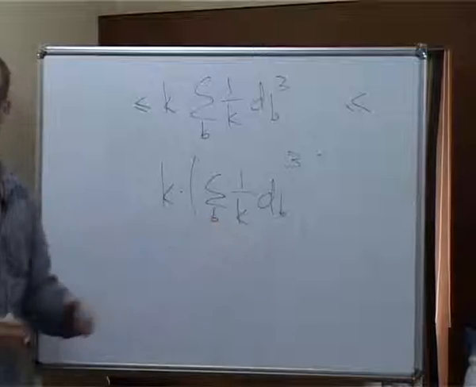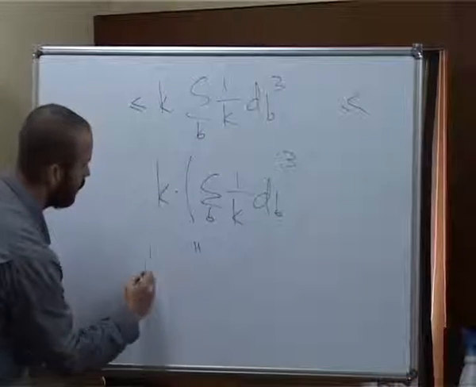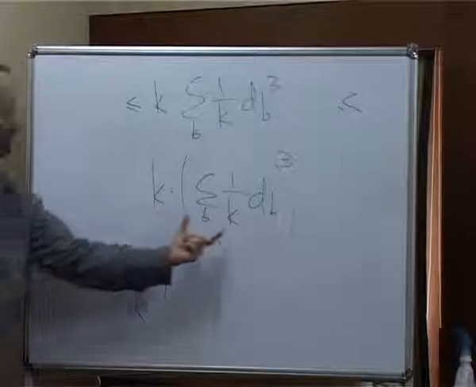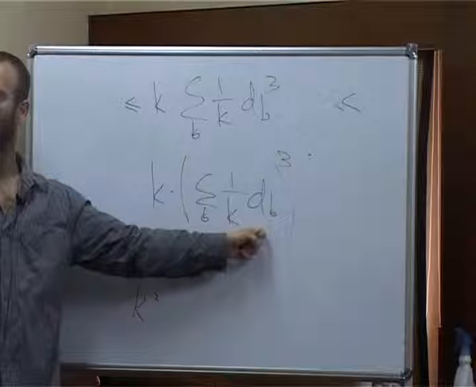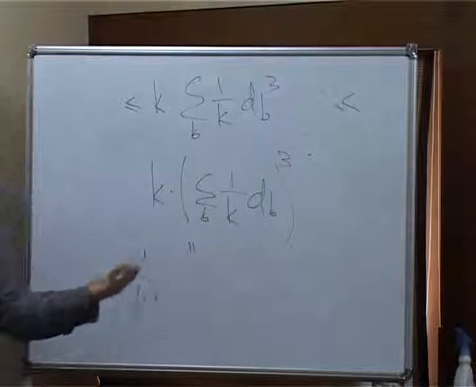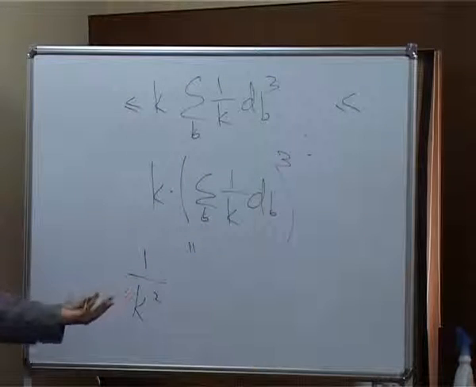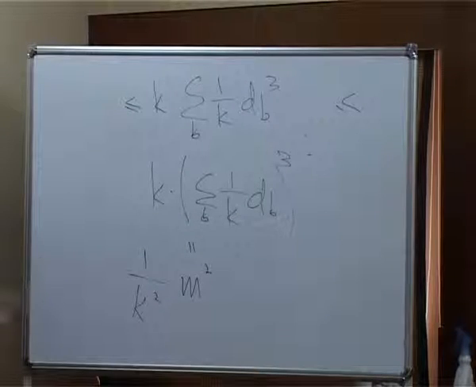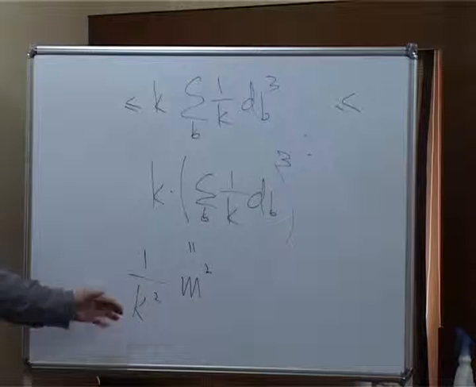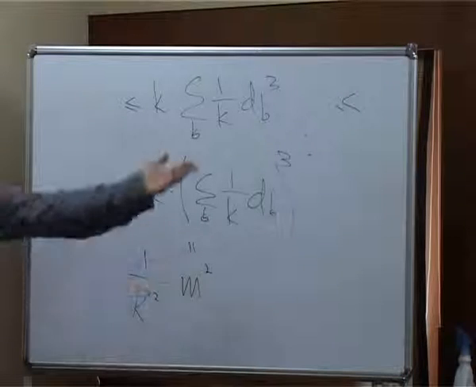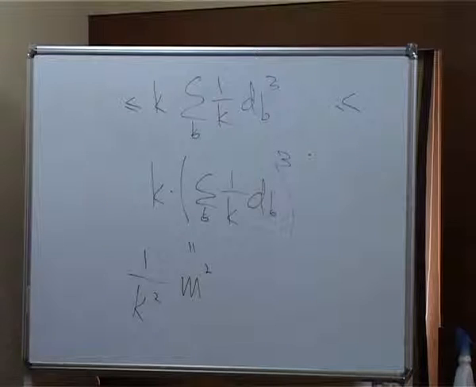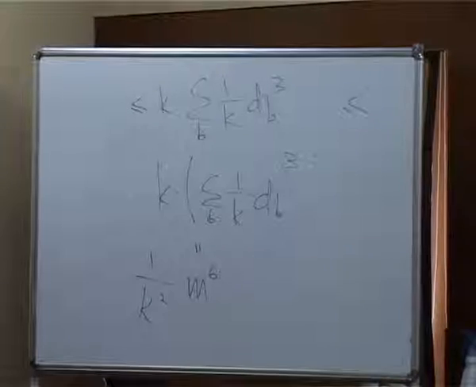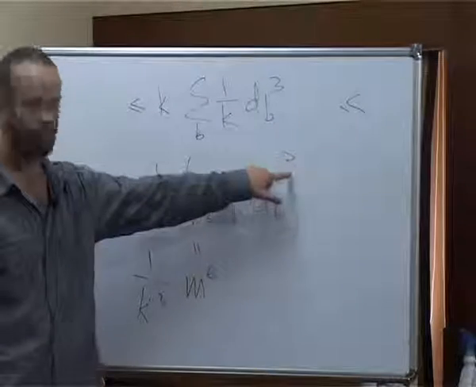And what is this thing? This is 1 over k to the power of 2, because this is 3 and this is 1. And what is the sum over all degrees? It's just the number of edges. What is the number of edges? Basically m to the power of 2. There are m squared edges in this graph. Okay, so we got some inequality between k and m. So m to the power of 6. Yes, it's m squared here, and this is to the power of 3.